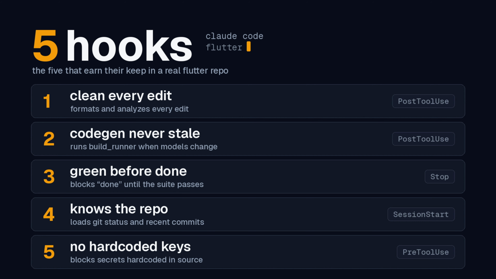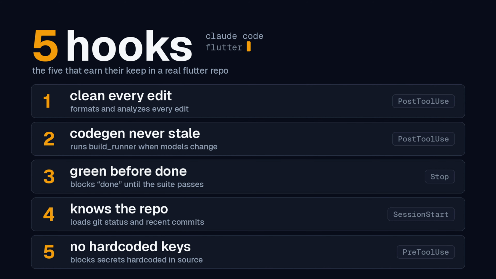One honest limit, because no hype. A hook guarantees a check runs. It does not guarantee the check is any good. Weak test suite, the stop gate just protects weak tests. Loosen analysis_options, the agent self-protects a low bar. Hooks enforce what you encode. They don't write the standard for you. That's still your job.